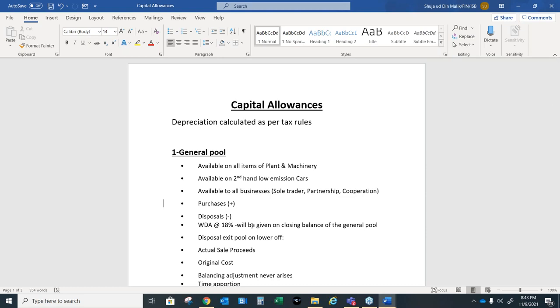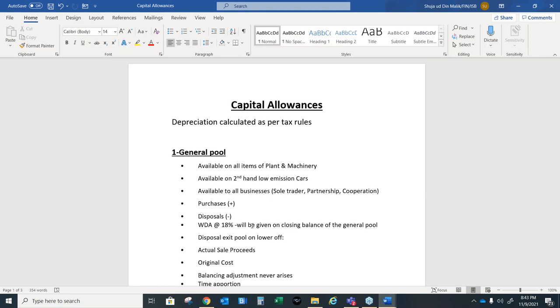If it is an ongoing business, we will have a balance brought forward, and we will add all the purchases to that. If it is a new business, all the purchases will be added. All the disposals during the period will be deleted, or rather subtracted, that is a better word. And we will have a closing balance of that pool. We will apply writing down allowance at the rate of 18% on the closing balance of the general pool.